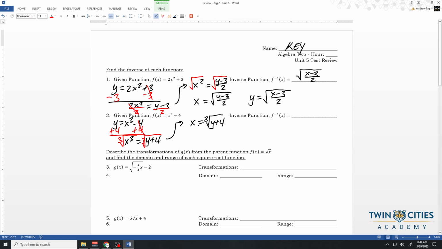All right, then step 3, we're going to change x to y and y to x. So this will read y is equal to the cube root of x plus 4. And lastly, make y f inverse, because this is the inverse of function f. So the cube root of x plus 4 is our answer.